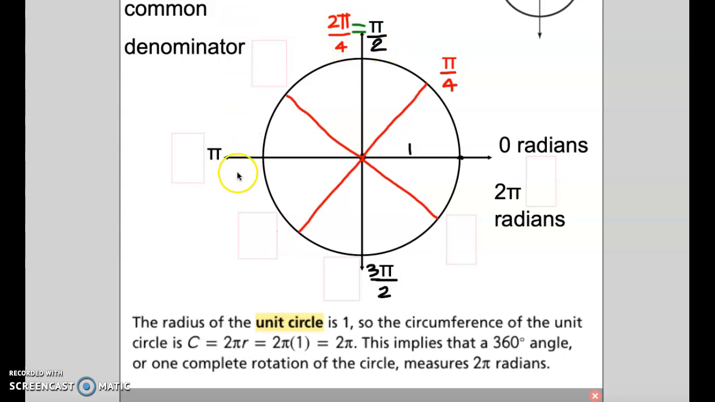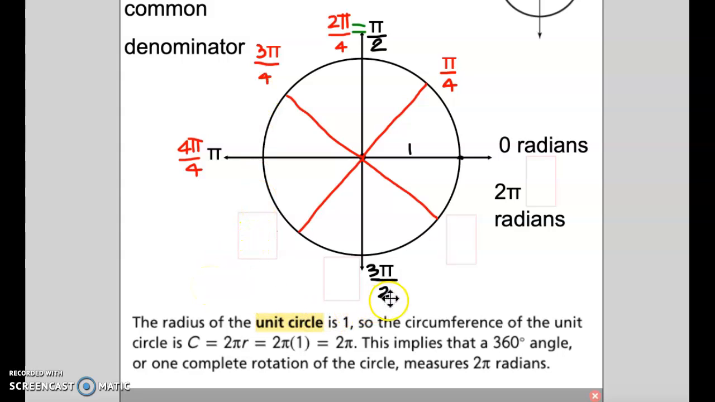Let's do the same thing. Let's jump to pi. What would be another way to write pi with a common denominator of 4? 4 pi over 4, right? Because then those 4's would cancel and I would be left with pi. So what is right between 2 pi over 4 and 4 pi over 4? Halfway down the middle is going to be 3 pi over 4.